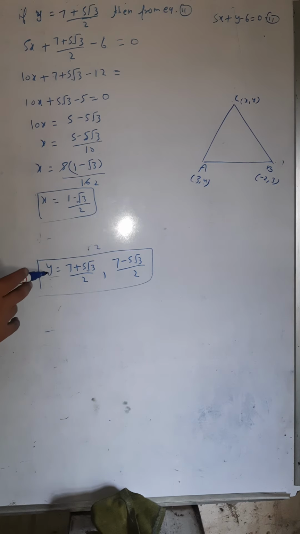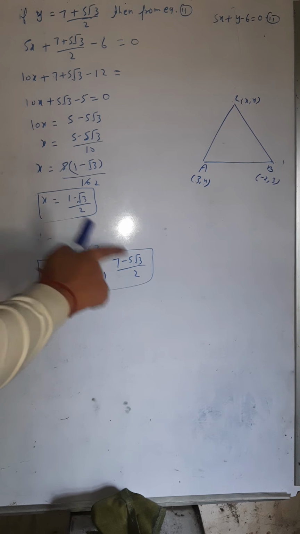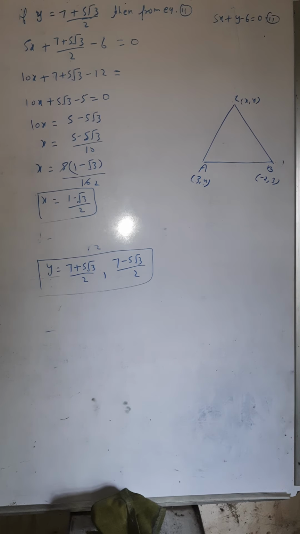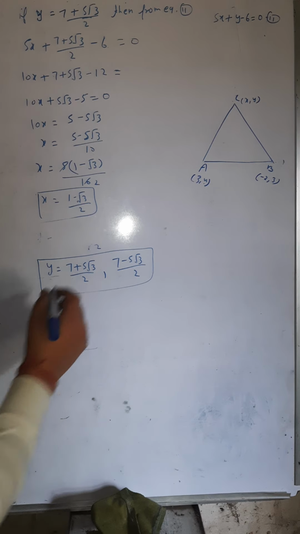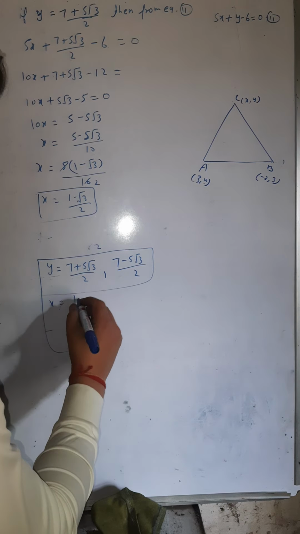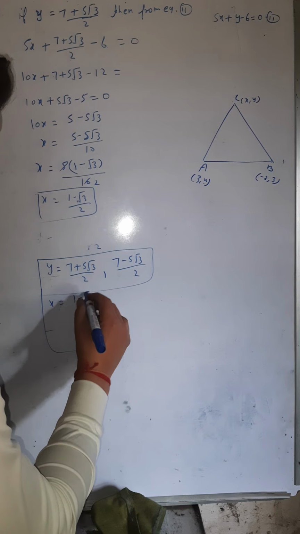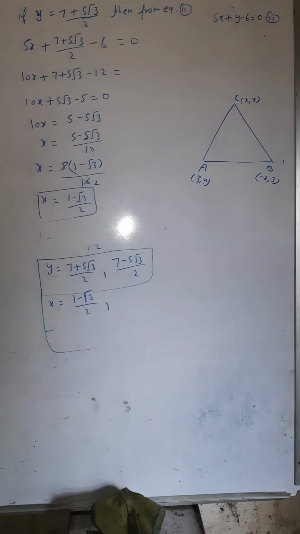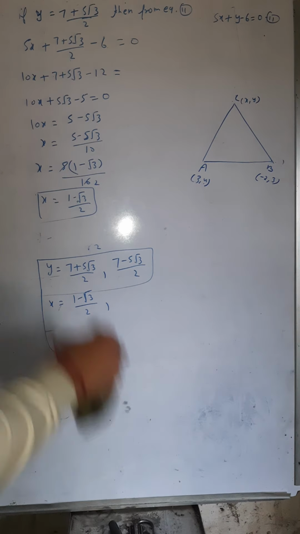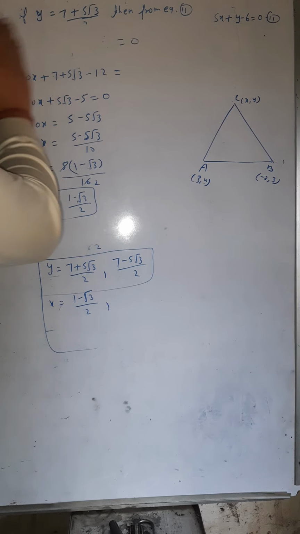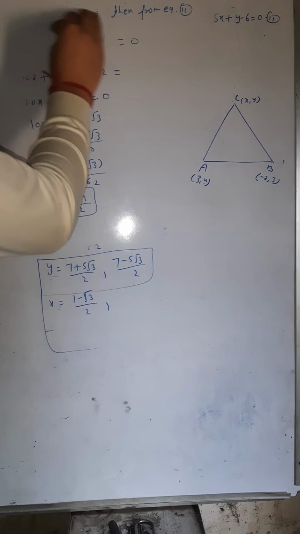If y is equal to this much, then x will come this much. Now if y is equal to minus 5 by root 3, look here, I am writing the value of x downside. If y is this, then x is how much? 1 by under root 3 by 2. Now if y is this much, what will be the value of x then? Note it down, and then again I am erasing it.